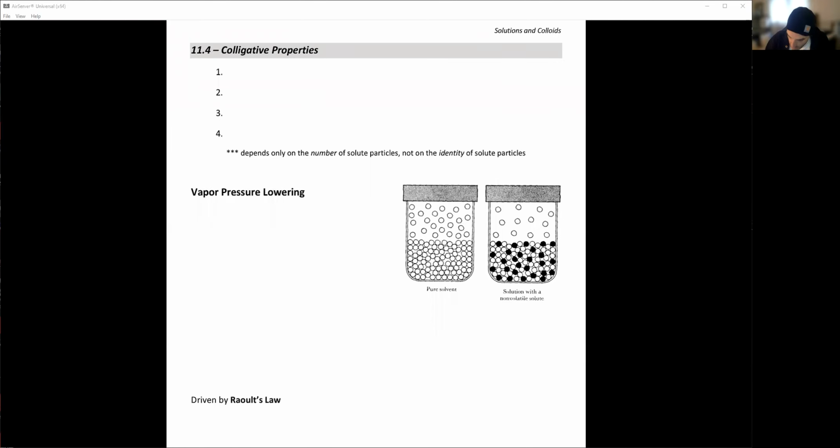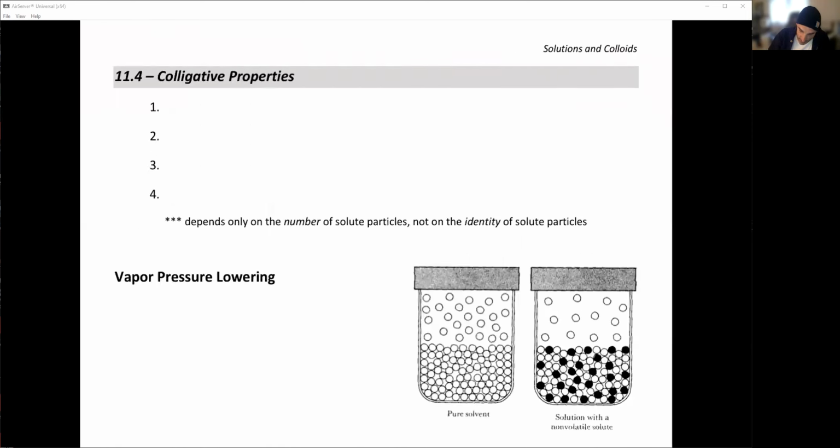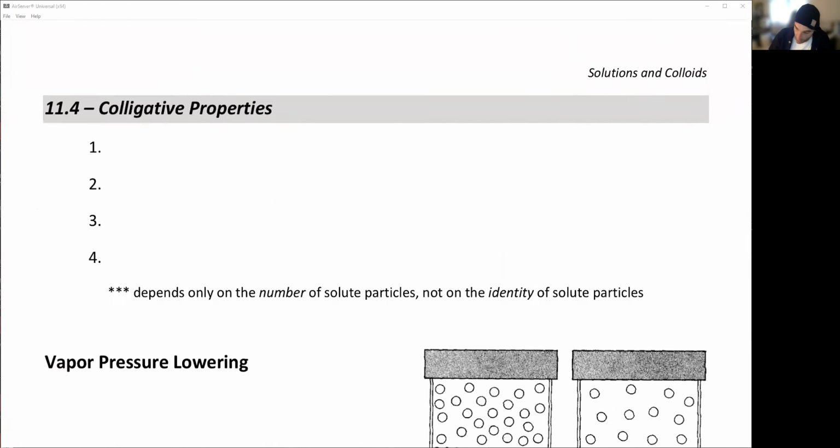Okay, colligative properties. So this is an actual, pretty important one. Colligative properties are pretty interesting, actually, and we use them all the time around here, especially in the Northeast. Ultimately, what colligative properties are going to look at is the solution properties. So having a solution, or having a liquid and adding things to it.